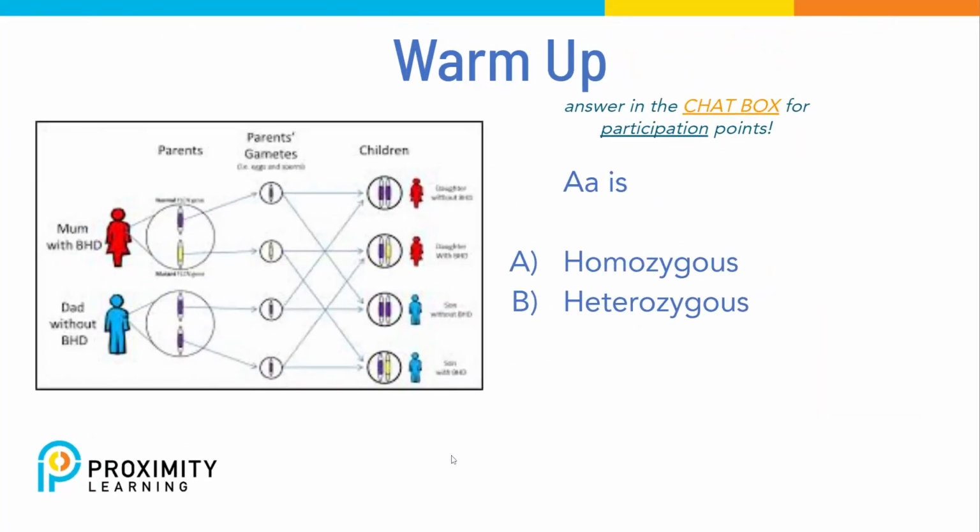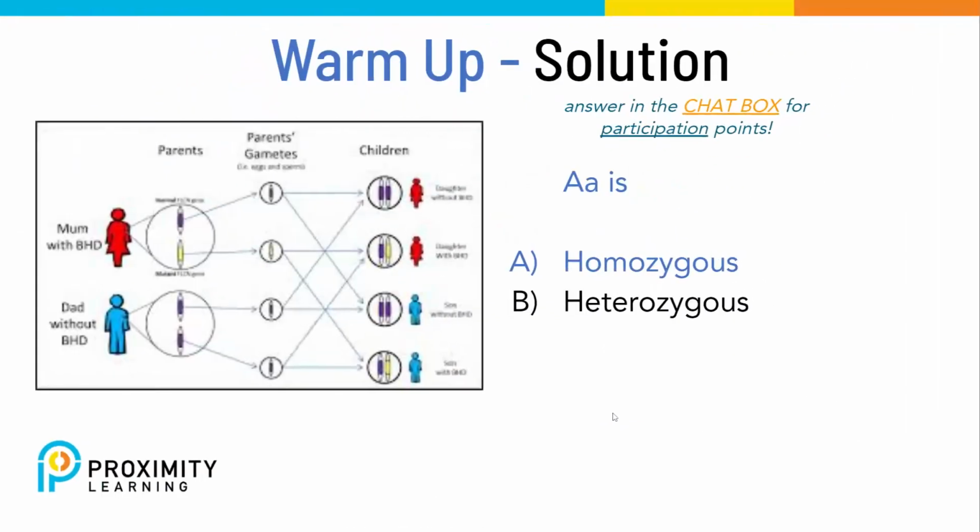Now, here's our warm-up. Capital A, lowercase a. Would that be homozygous or heterozygous? I'll pause for you to answer. If you chose heterozygous, you are correct. Homozygous would be the same, so you'd have to have 2 uppercase or 2 lowercase. Heterozygous is 1 uppercase and 1 lowercase.